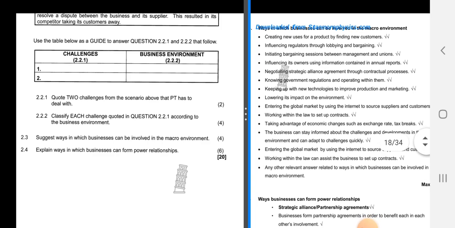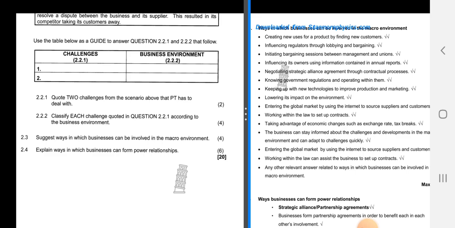2.3 says suggest ways in which businesses can be involved in the macro environment. Remember, the macro environment is the external environment. The business has no control but can influence. So how can they influence? How can they be involved in the international environment, technological environment, legislative environment, and so forth?